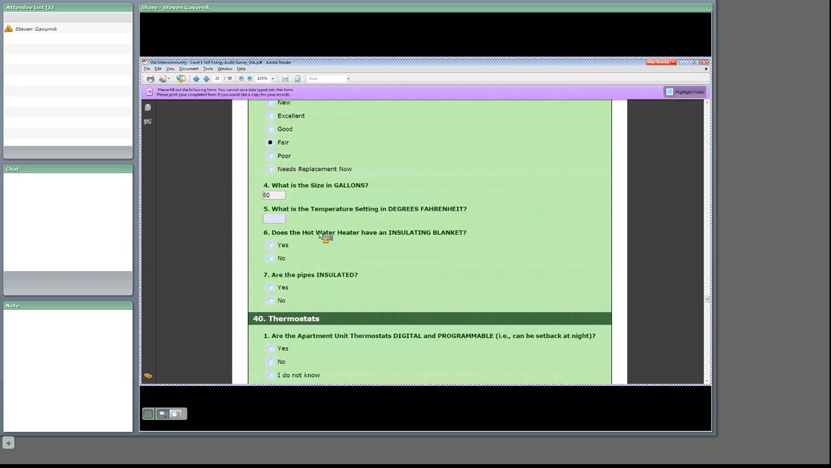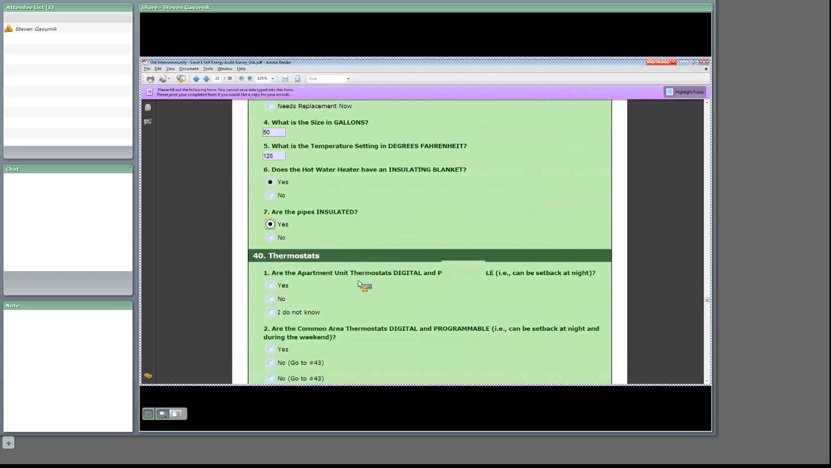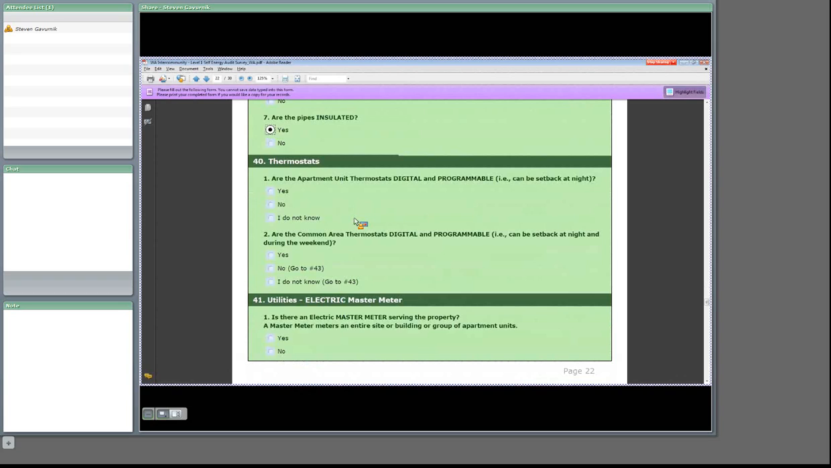But otherwise, you'd indicate what the size of that tank is and what the temperature of water that's in that tank, what it's set to. And if you can't easily find that, then measure it as we indicated after 3 to 5 minutes of running that water. Is the actual tank insulated with an insulating blanket? You'd indicate yes or no, and whether or not those pipes are insulated. This next section is on thermostats.